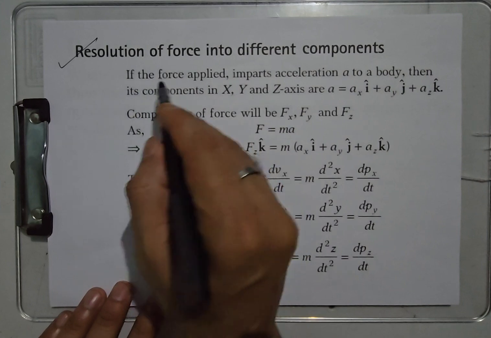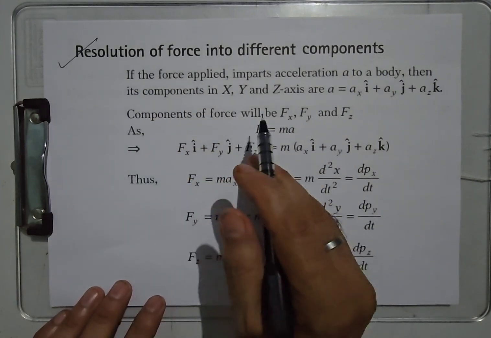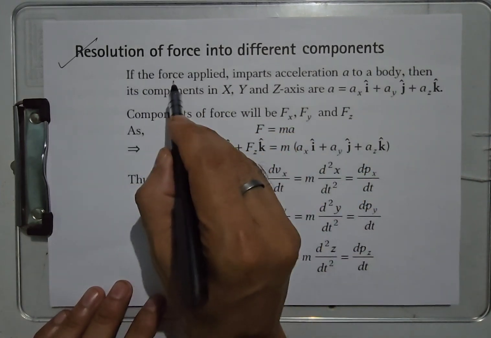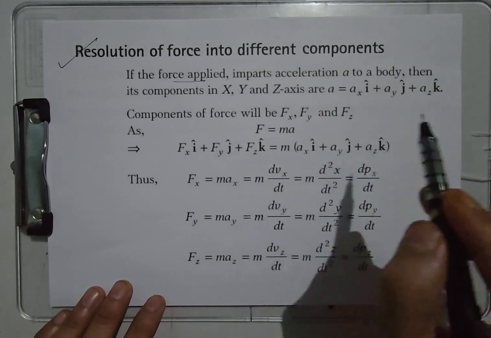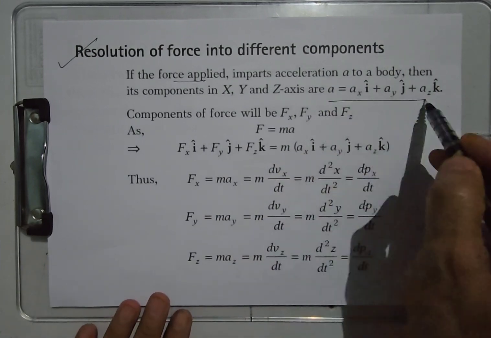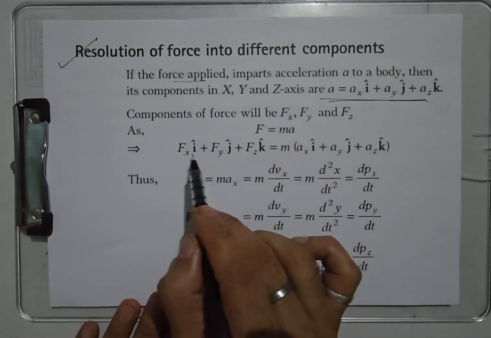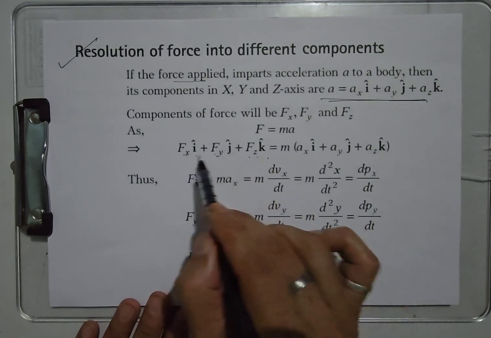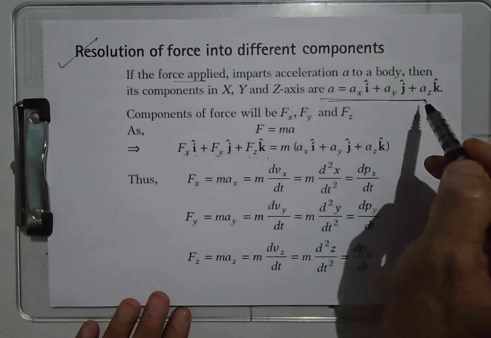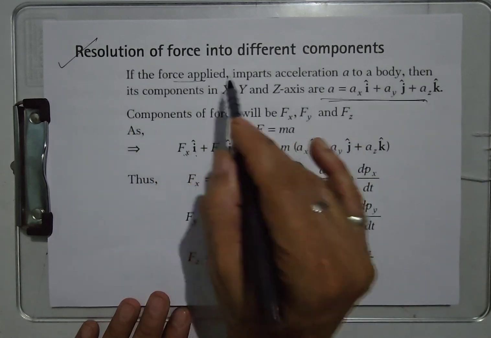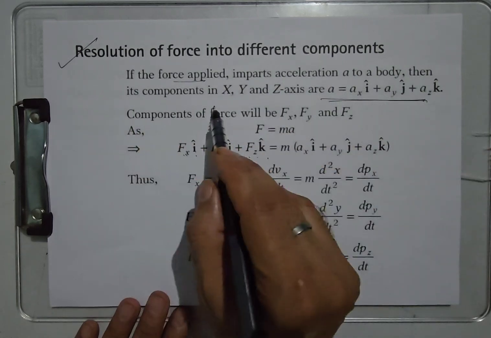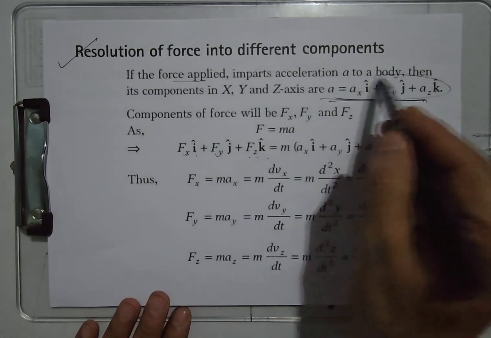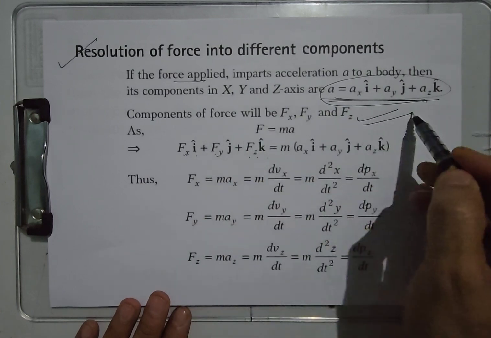What is resolution? It means how to break or decompose the force into different components. For example, if there is a force applied on a particular body and this force has components in all three directions, F is equal to Fx i plus Fy j plus Fz k, in the i, j, k directions, and the acceleration is also in all three directions. So if the force applied imparts acceleration a to a body, then its components in x, y, z directions are Ax, Ay, Az, and the component forces will be Fx, Fy and Fz.